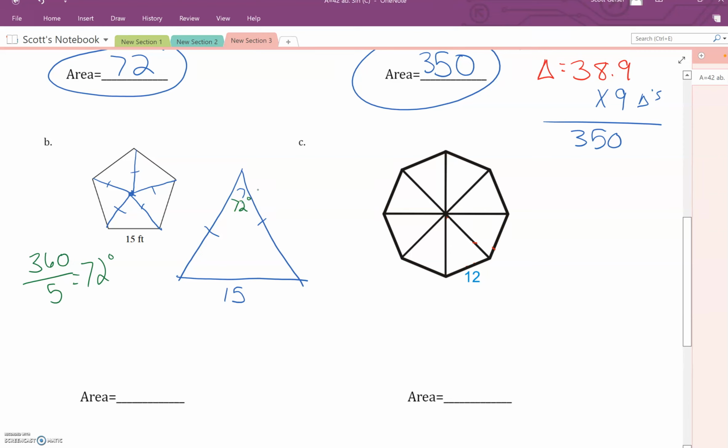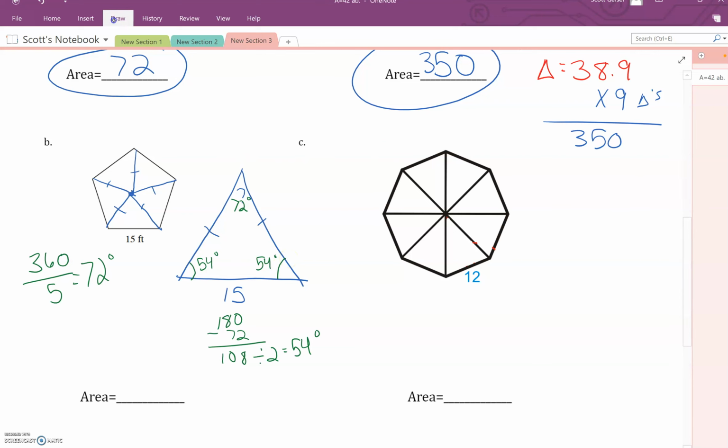However, now I don't have these two sides. I can't find the area. But I should be able to figure out what these angles are down here, which could be helpful. Since this isosceles falls over, I can take 180 minus 72. 180 minus 72 gives me 108. And since these two have to be the same, since it's isosceles, I can divide that by 2 to get my 54 degrees. So both of these are 54 degrees.